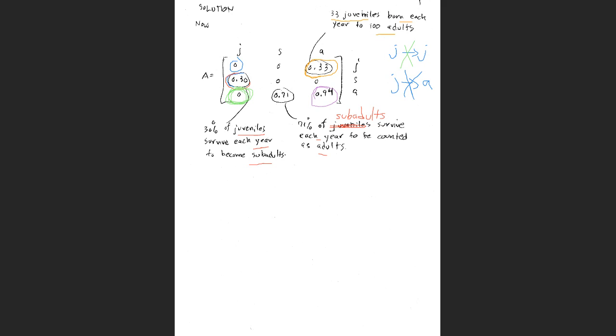Okay, well now what's the next step here? What do we need to do next with this matrix A? What do we need to do next if we want to make predictions about the spotted owl population for the future?